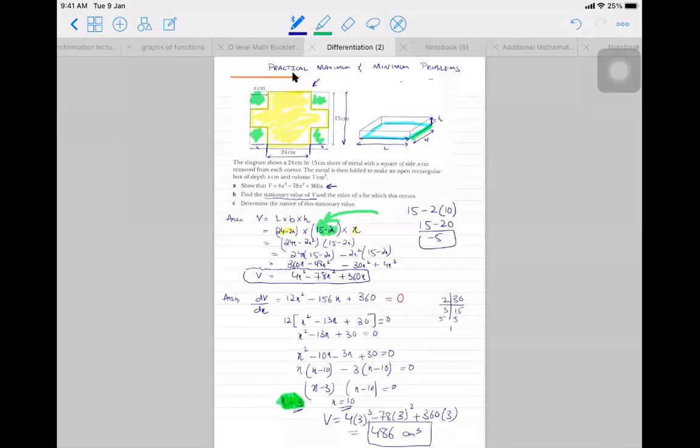So, what is that stationary value? In order to find the value of the volume, I'm going to plug x as 3 into the equation of the volume to get the stationary value of the volume. 486 centimeter cube is the stationary value of the volume, and the value of x at which it occurs is 3.